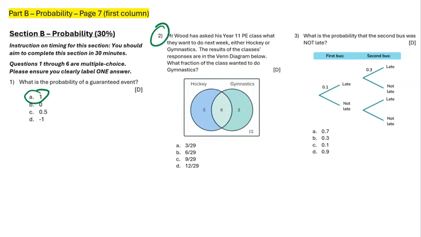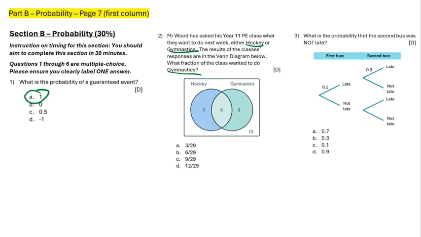So now on to question number 2. We've got Mr. Wood. He's asked his PE class if they want to do hockey or gymnastics. You can see that part of the Venn diagram there. The results of his class's responses are in the Venn diagram below. The question says, what fraction of the class wants to do gymnastics?